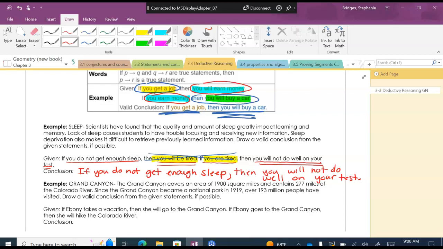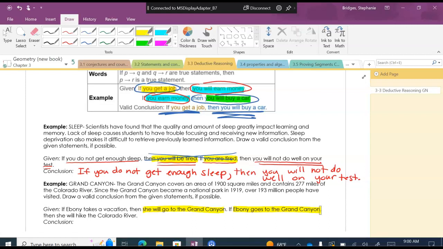Now let's look at it. What's the conclusion of my first statement? Then she will what? She will go to the Grand Canyon. Okay, and then what is the hypothesis in the second? If she goes to the Grand Canyon. Okay, so are those the same? They both talk about her going to the Grand Canyon? Yeah. Then they are the same.